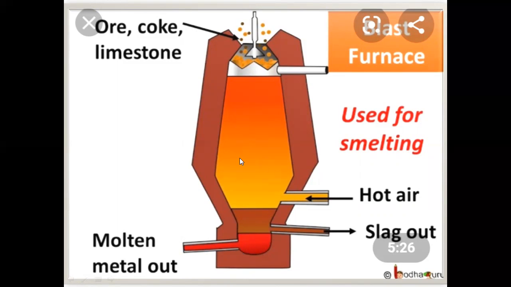This you can see is the furnace which is used for this purpose, and ore, coke and limestone are added from the upper side of this furnace, and then hot air is passed through this furnace. And what will happen when hot air is passed through this furnace? That hot air will react with the ore, coke and limestone, and will form iron silicate as a slag, and molten copper matte will collect at the bottom of this furnace.